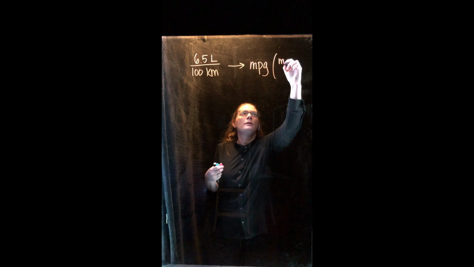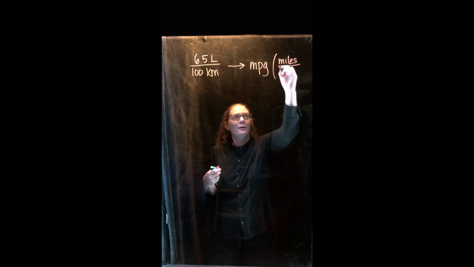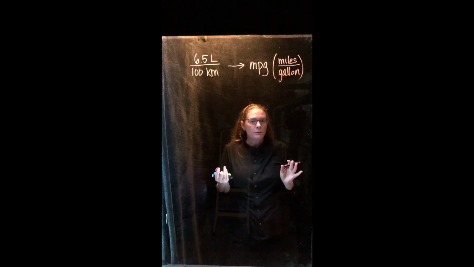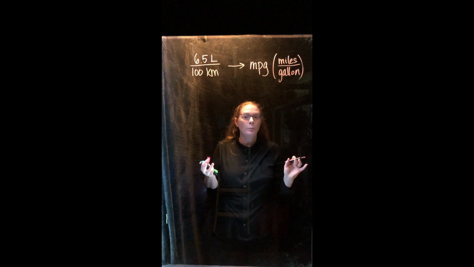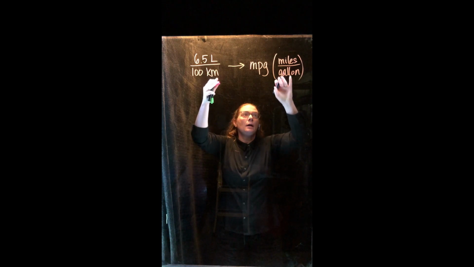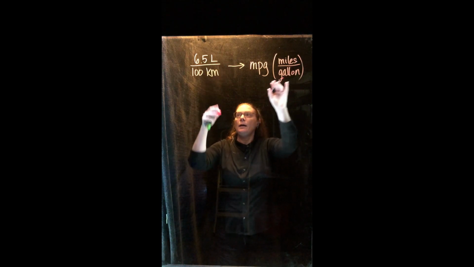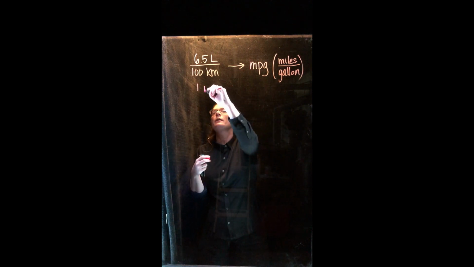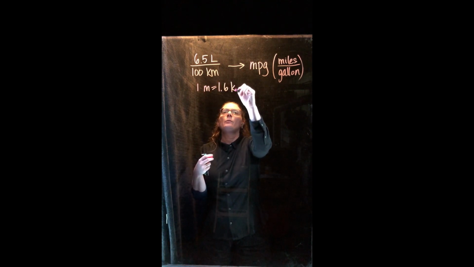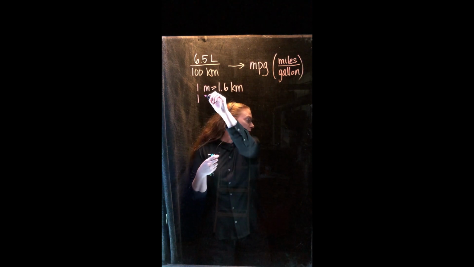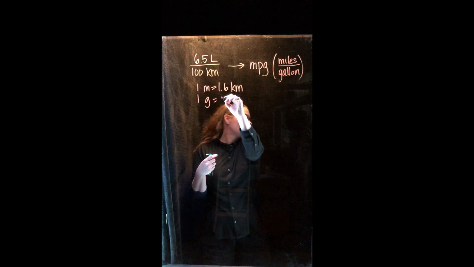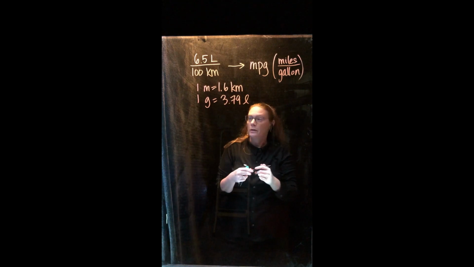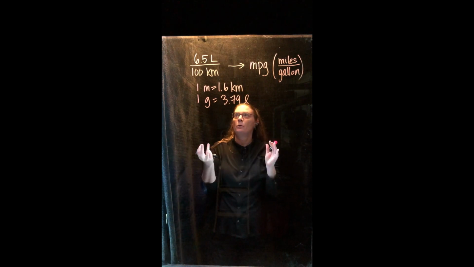And I'll just remind you, that means miles per gallon, so miles over gallon. All right, so let's do this conversion. If we look up our conversions between kilometers and miles and liters and gallons, it turns out that 1 mile is 1.6 kilometers and 1 gallon is 3.79 liters. All right, so there's our two conversion factors. So let's do the conversion.